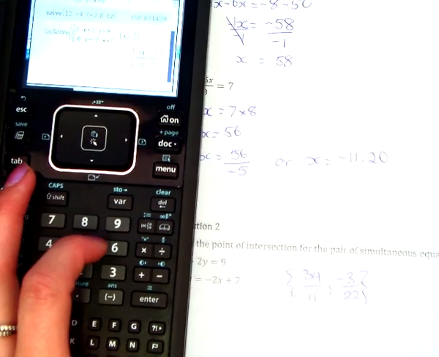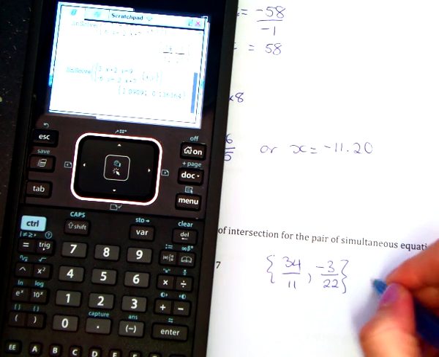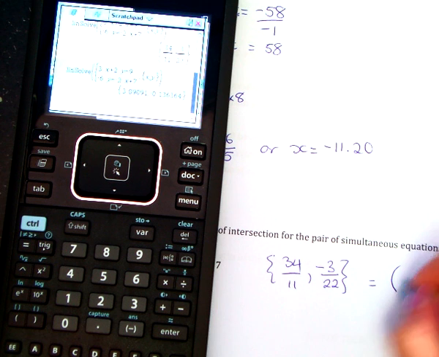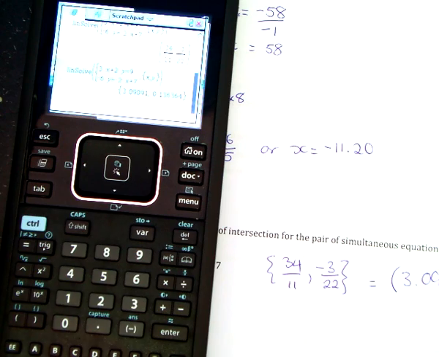We also accepted the decimal form for this. So for a number of students, if the settings for the calculator were in the approximate, you would have received the points 3.09 and negative 0.14. And both were correct.